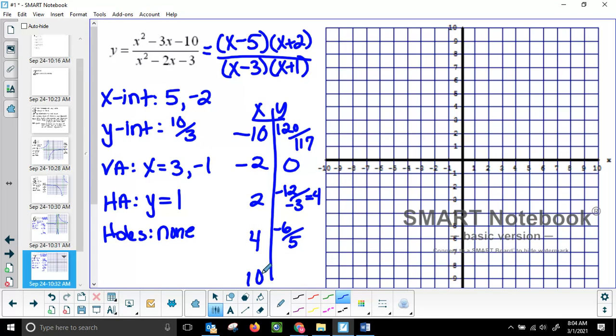And plug in 10. We get 100 minus 30 minus 40, so that's 60 up top. And 100 minus 20 is 80, minus 3 is 77 on bottom. All right, so we can go ahead and put our asymptotes on here. I have a horizontal asymptote here, vertical asymptotes here, and here.